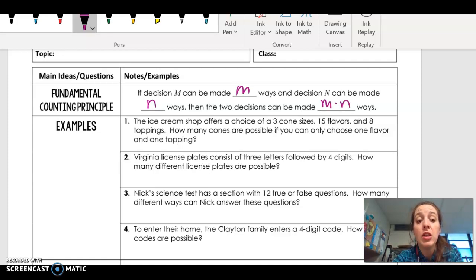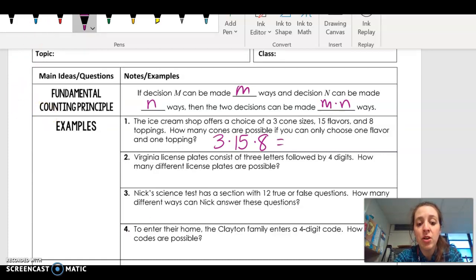So what that really looks like is here's example 1. An ice cream shop offers a choice of 3 cone sizes, 15 flavors, and 8 toppings. How many cones are possible if I choose 1 flavor and 1 topping and 1 cone? Here I see I have 3 different decisions that can all be made independently of each other. I have 3 cone sizes, 15 flavors, and 8 different toppings. So following our fundamental counting principle, I can go ahead and multiply those 3 values together.